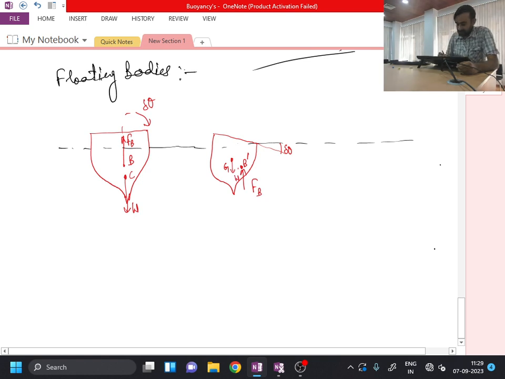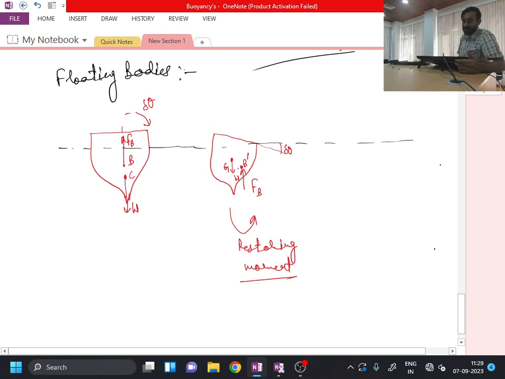Okay, so in this situation you can see that my buoyancy is acting in the upward direction and gravity is acting in the downward direction, and this is creating a moment something like this, and this moment is nothing but opposite to the displacement. So I can call this a restoring moment. So this is nothing but a restoring moment over here.